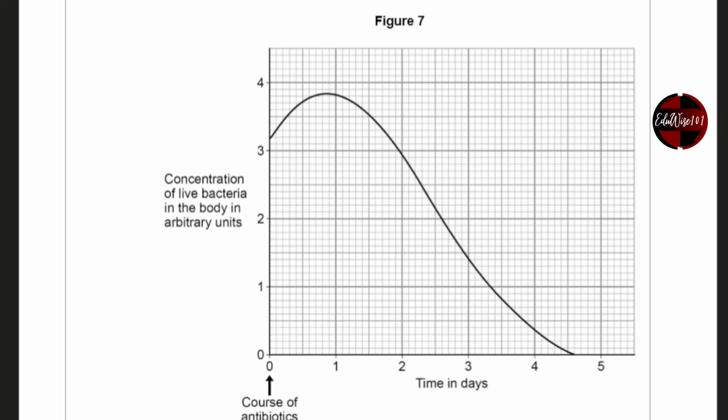So, the course of antibiotics was given at day 0 here, and the antibiotics didn't start working yet. So the concentration of bacteria is increasing right up to about, let's say, 3.8, right? And after a day, just before the 1 day is completed, it starts to go down, and then it steadily drops after about 4.5 days.